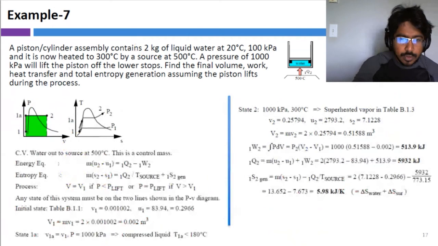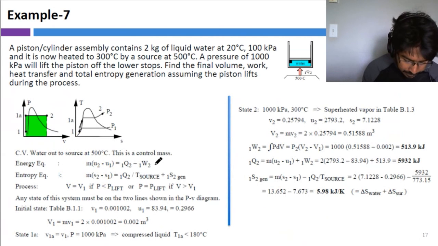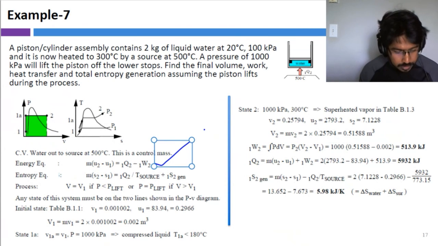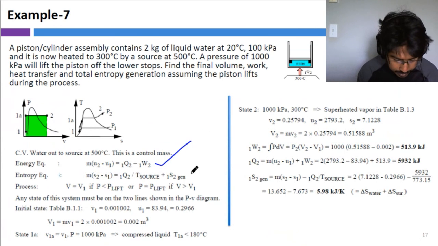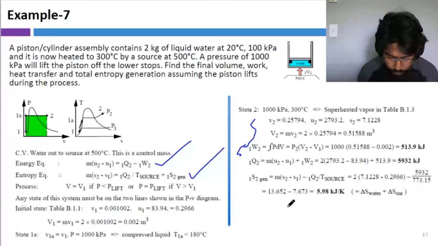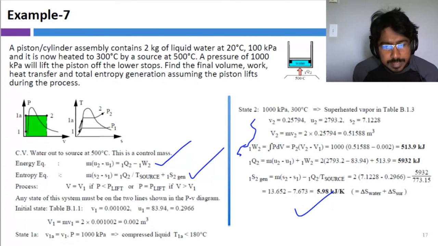And if you look into the solution, you see the application of the first law equation and then the entropy balance equation. So then it's just a matter of calculating the properties and work and plugging in the numbers. Then you come across the final answer. And the entropy generation is larger than 0.